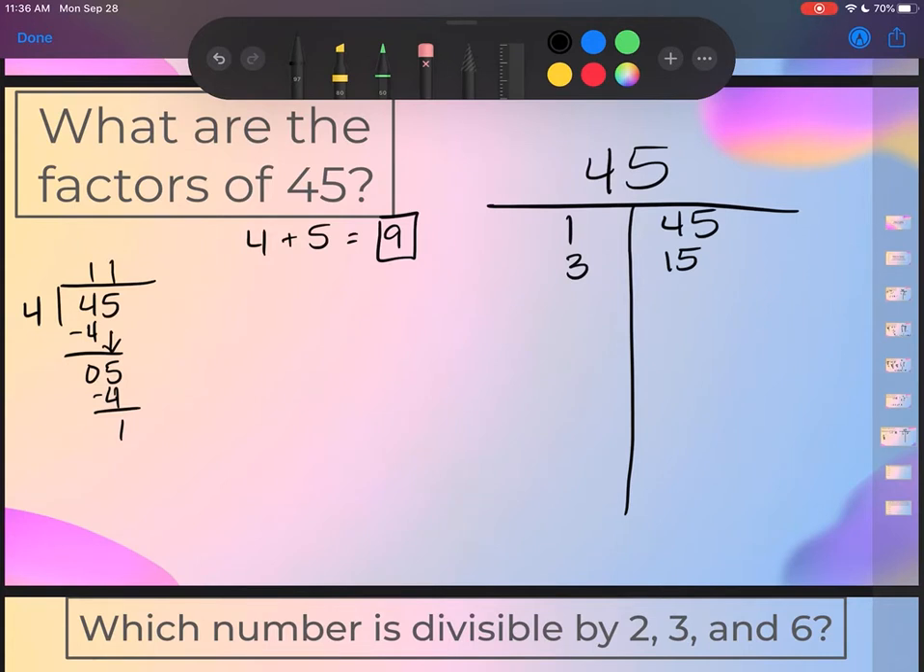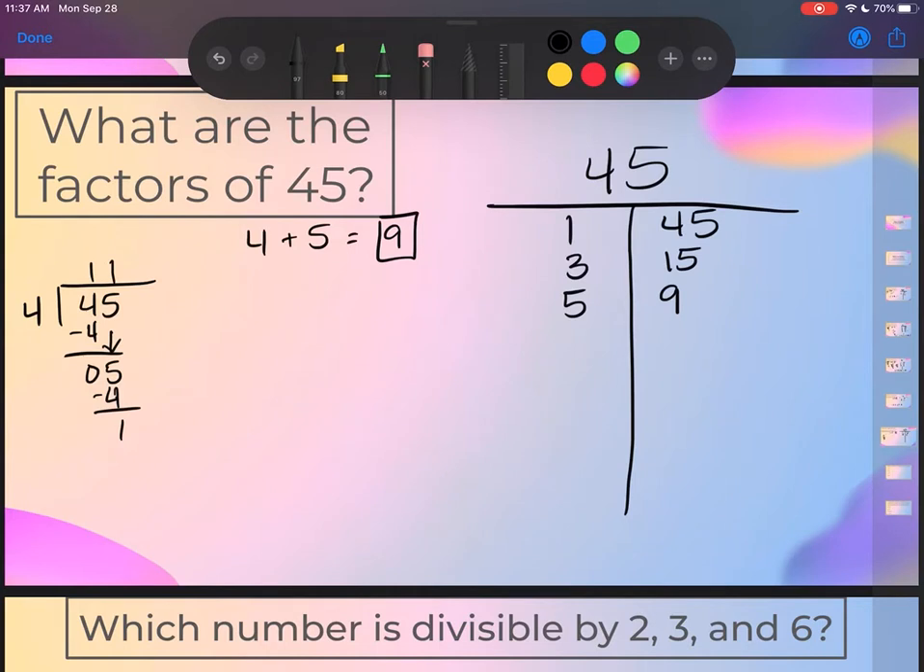What about 5? Well, in order for a number to be divisible by 5, it has to end in a 5 or a 0. 45 ends in a 5, right? So that means 5 times something is 45. 5 times what is 45? 5 times 9 is 45. What about 6? For a number to be divisible by 6, it has to be divisible by 2 and 3. Well, 45 wasn't even, so it wasn't divisible by 2, so it's not going to be divisible by 6.